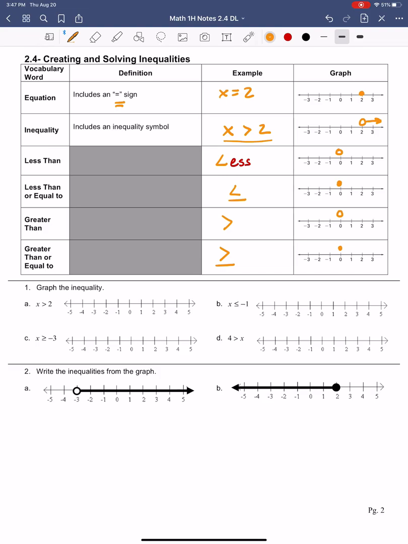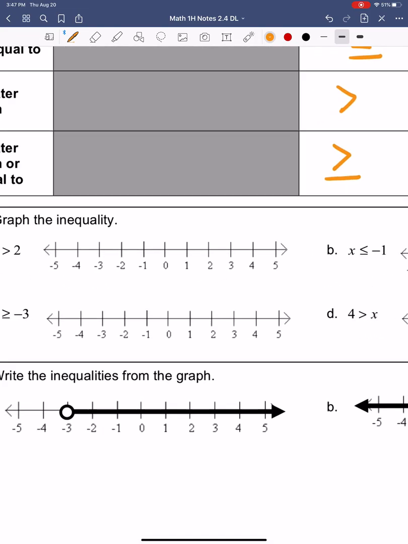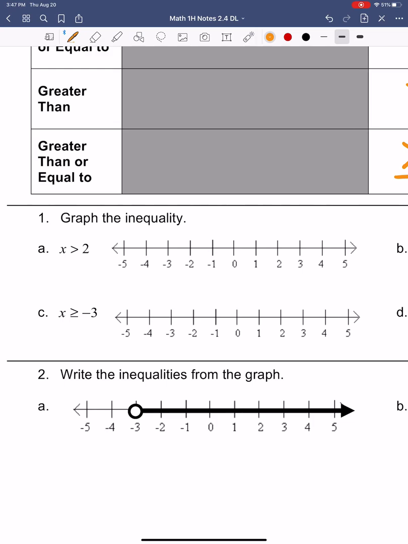All right, let's look at a couple here. So the first one here says x is greater than 2. This is one we just did. Notice it's a greater than symbol. Okay, so that's going to be an open circle at 2. And we want numbers that are greater than 2. That would be like 3, 4, and 5. So that's everything to the right there. So my graph will look like that.